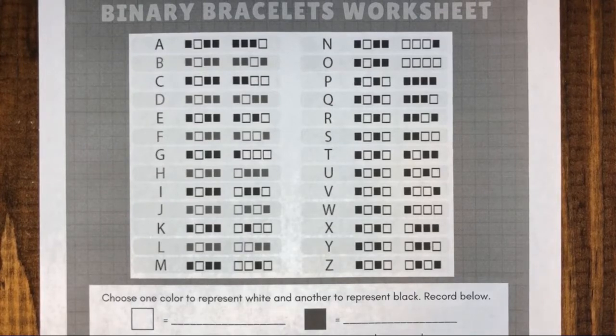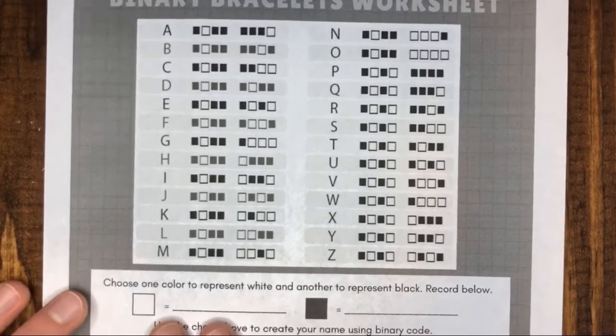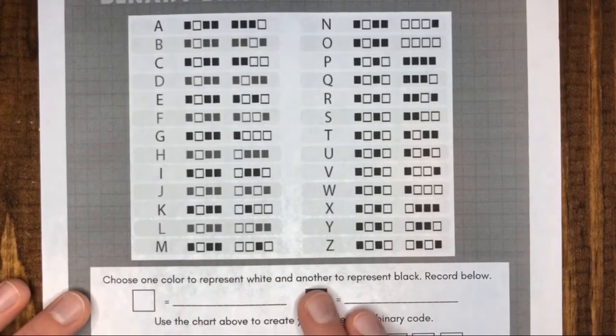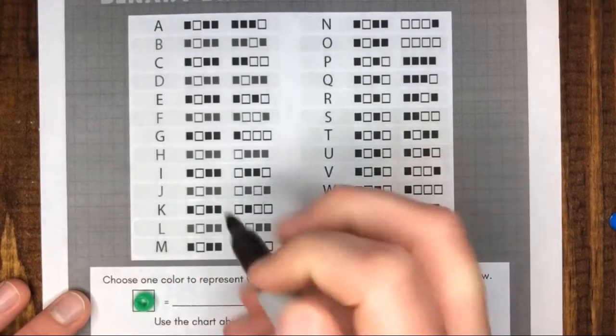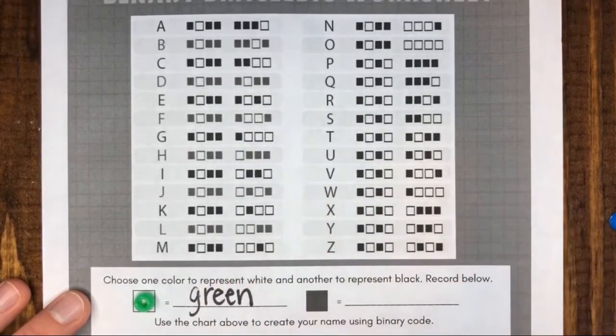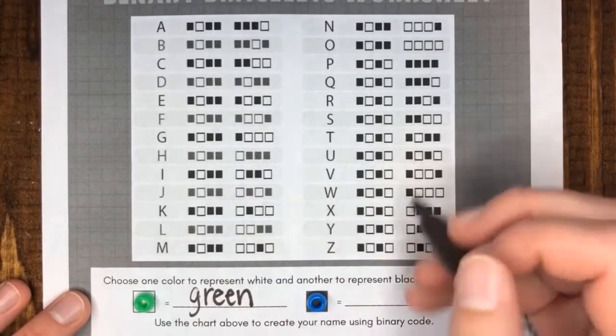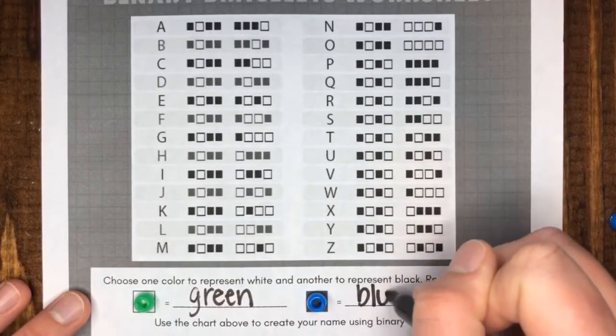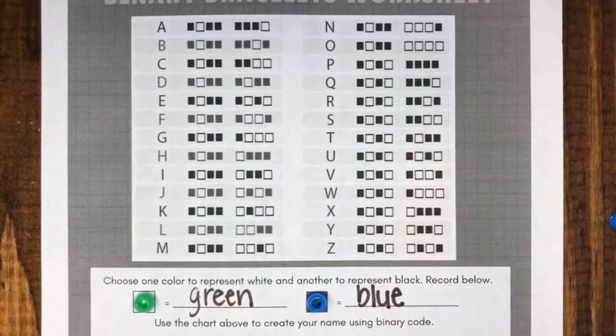The first step is to choose a color that you want to represent white and black. In my case, I want to have green to represent white and blue to represent black. You can use white and black beads if you choose. I just like to have a little more color on my bracelet.